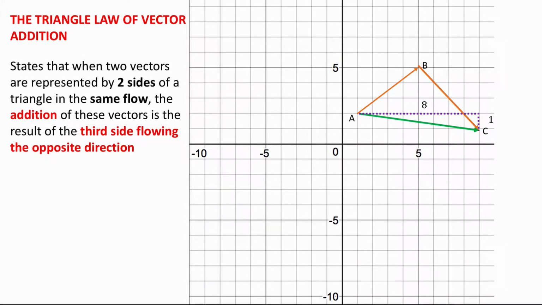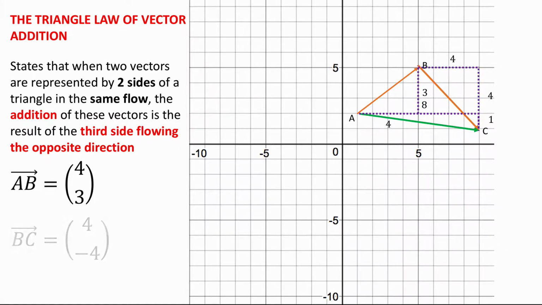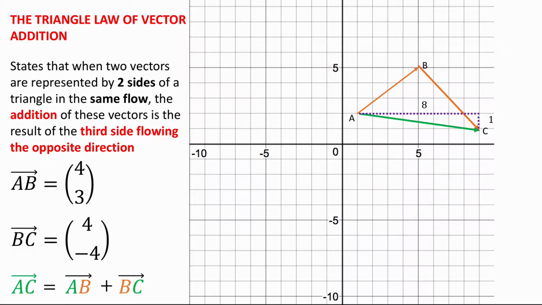It states that when two vectors are represented by two sides of a triangle in the same flow, so that's the vector AB and BC, the addition of these two vectors is the result of the third side flowing in the opposite direction. So the third side would be A to C. So we have AB is 4, 3, and we have B to C, that's 4, -4. So then the triangle law says that AC is equal to AB plus BC. And now this is equal to 8, -1.